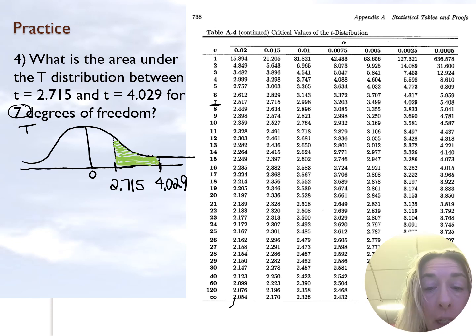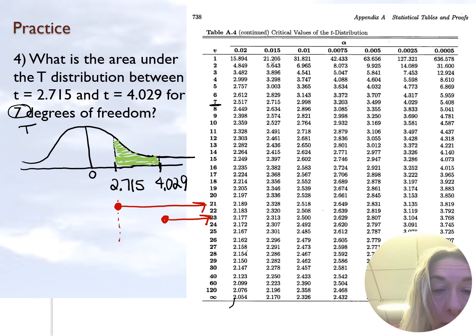If you recall, if we take all of the area under t to the right of 2.715, and we subtract off all of the area under t to the right of 4.029, what we are left with is the area in between, and that's what we're being asked to solve for. All right, so let's do that.